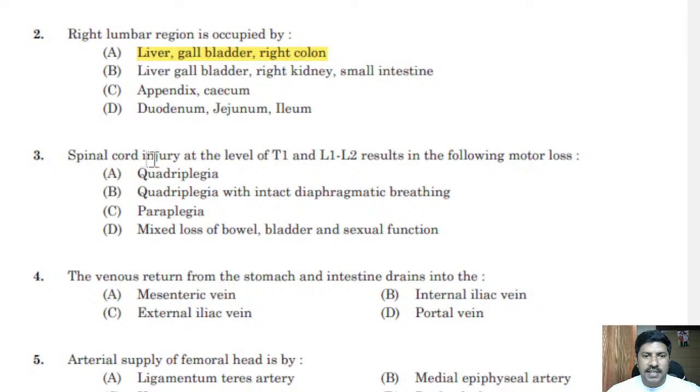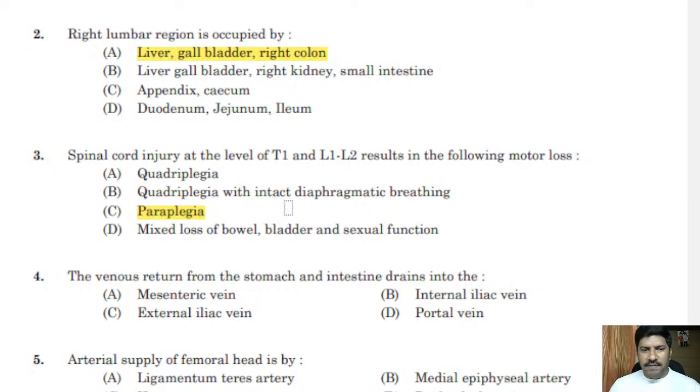Then third question, spinal cord injury at the level of thoracic vertebra 12, L1, L2 results in the following motor loss. Here the correct answer is paraplegia. The spinal cord extends up to the second lumbar vertebra, so till there the spinal cord is present. If there is any injury till there, there is a possibility of paraplegia, or if it is in the cervical vertebrae there will be quadriplegia. Cervical vertebrae 1 and 2 usually lead to quadriplegia, but this is in the lower region, thoracic vertebra 12, L1, L2. So that will lead to paraplegia.